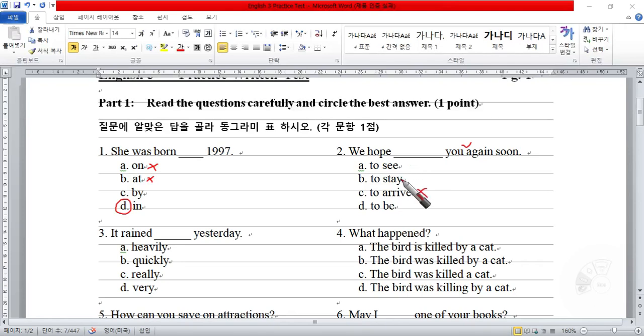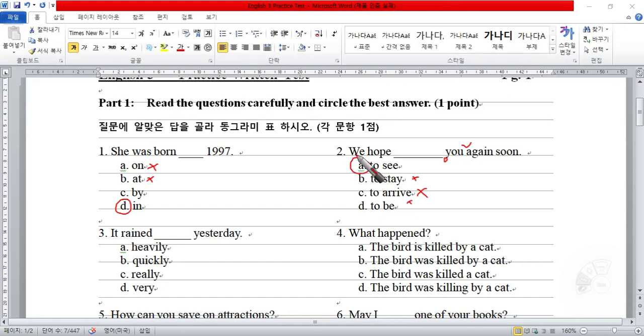Now, we hope for B and C, these are also incorrect. You could use it with the word with. We hope to stay with you again. We hope to be with you again. So again, if you had the preposition with at this point, that would be fine. The answer is A.